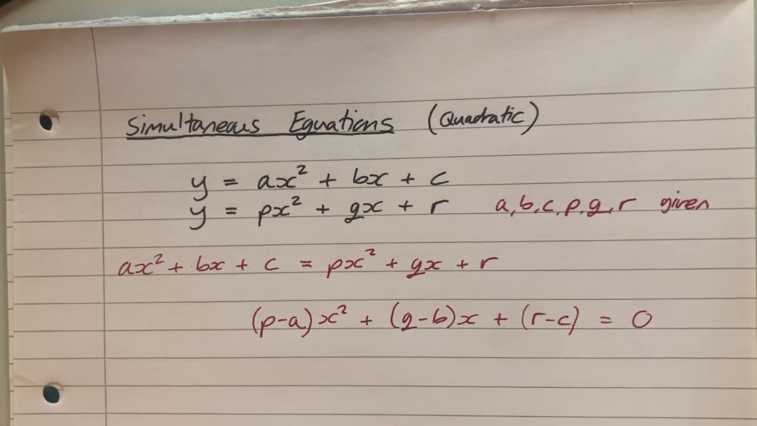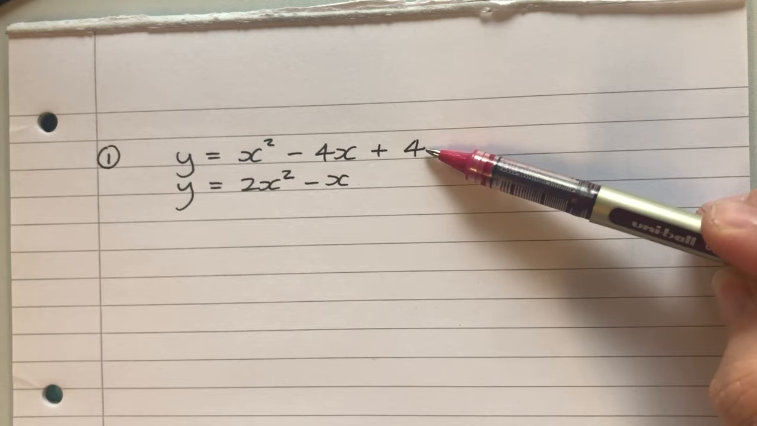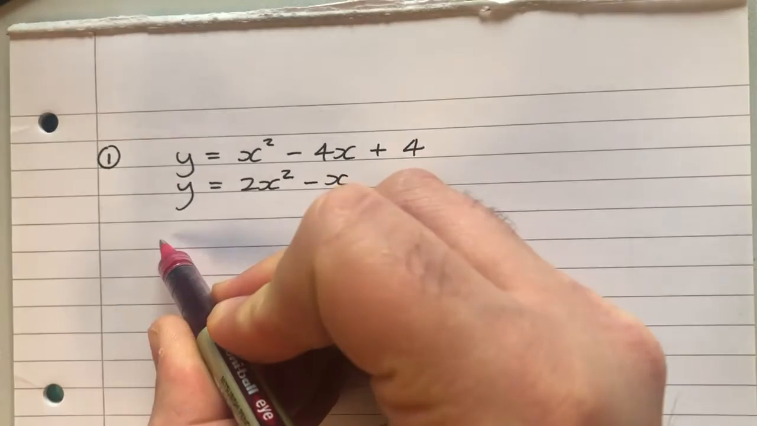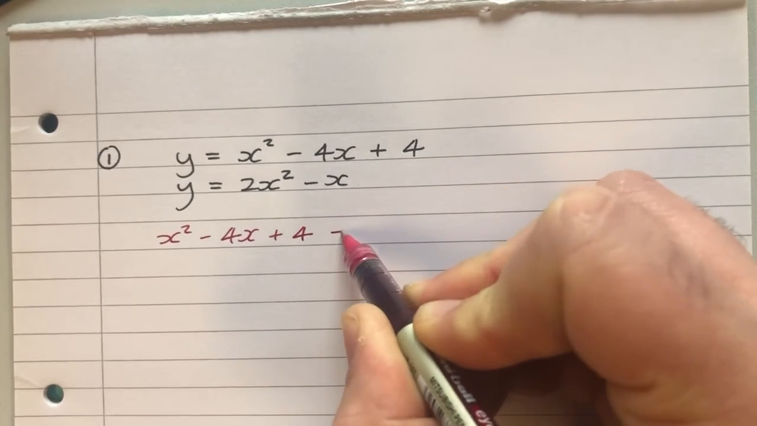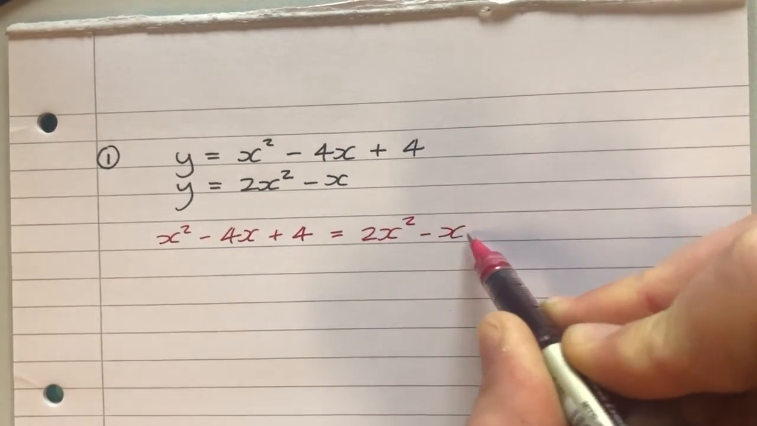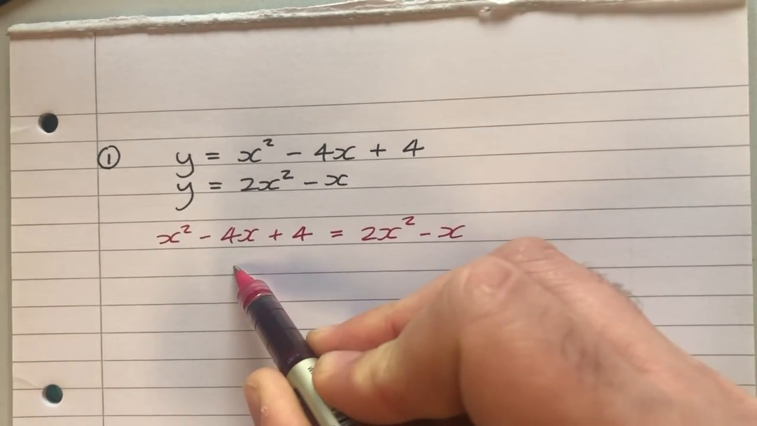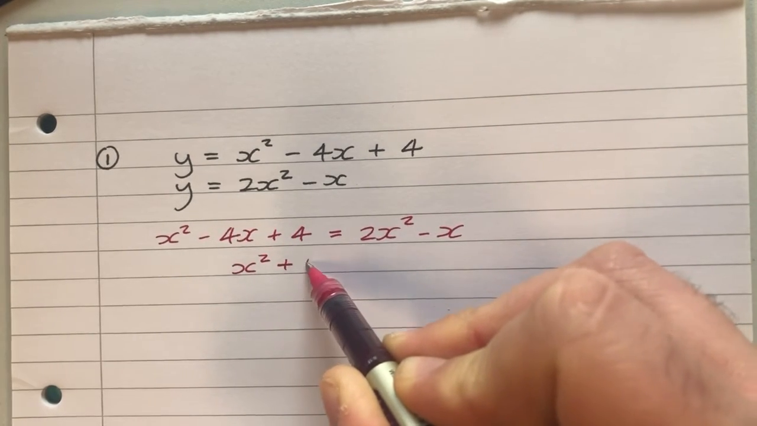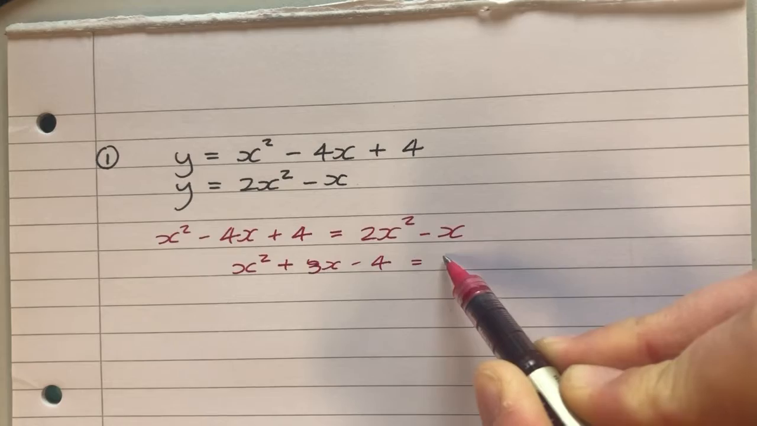Okay, so let's have a look at a numerical example. Here we have two quadratic equations, y equals x squared minus 4x plus 4, and y equals 2x squared minus x. And we're going to equate the two. So we're going to get x squared minus 4x plus 4 equals 2x squared minus x. I'm going to bring everything across to this side just so that I have a positive coefficient of x squared, but you don't have to, of course. So it's going to be x squared plus 3x altogether, and then subtracting 4 equals 0.